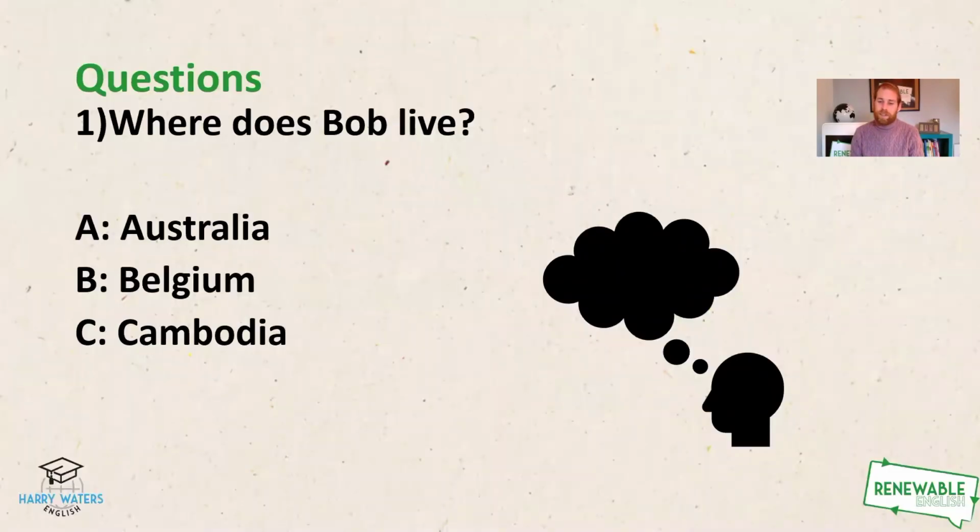And now, time for some questions. Where does Bob live? Does he live in Australia, in Belgium, or Cambodia?